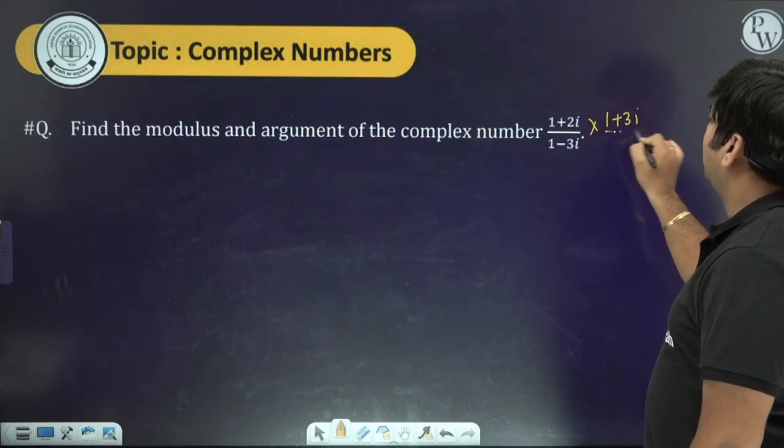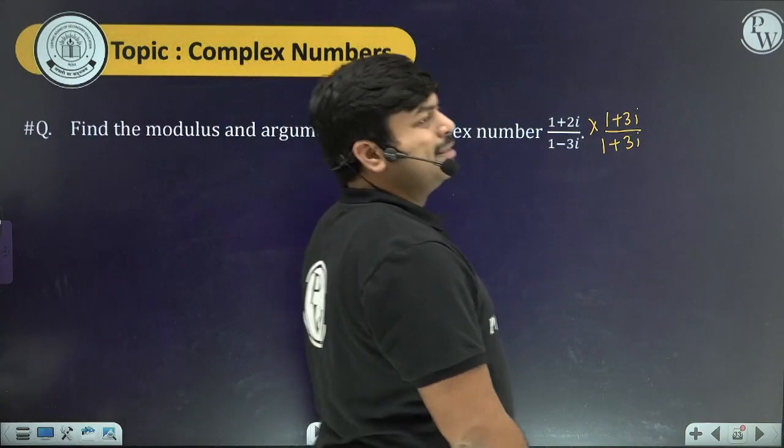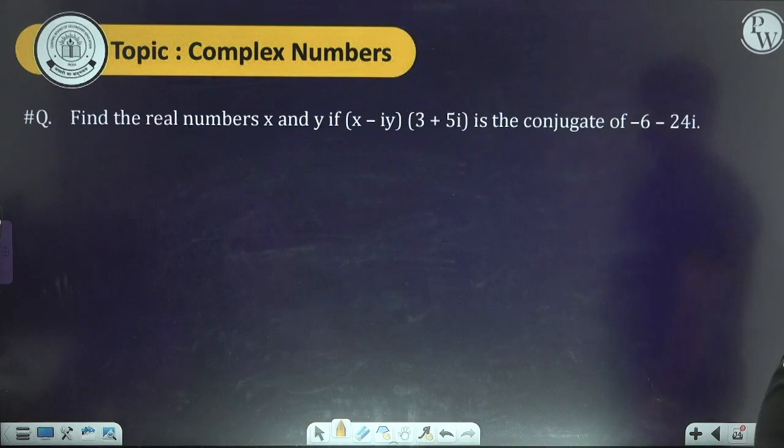Try to bring it to the proper format. Okay, A plus iB. Then you can go for the remaining values. Okay, people, similar types we have discussed. That is the reason I'm skipping that. Don't think that I'm just leaving it just for the sake of it.